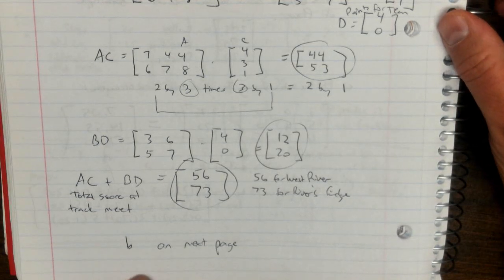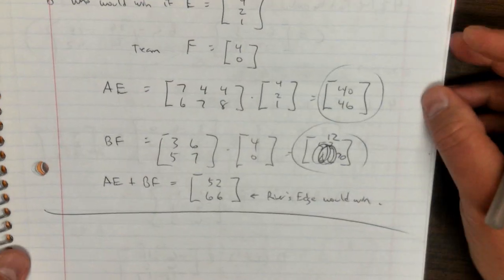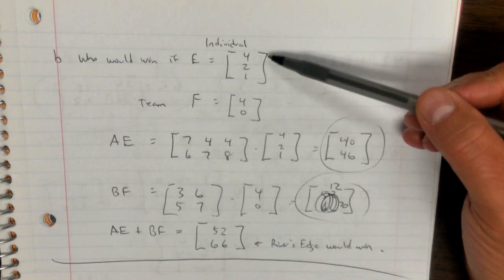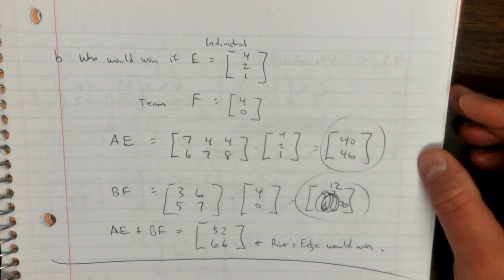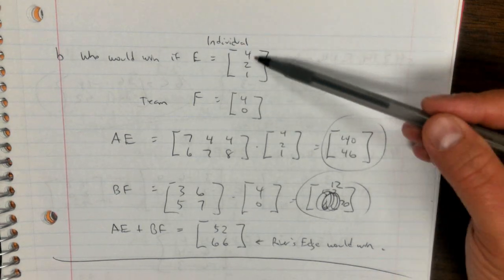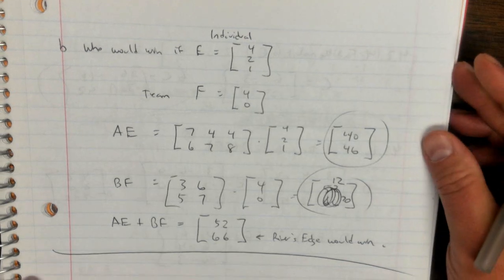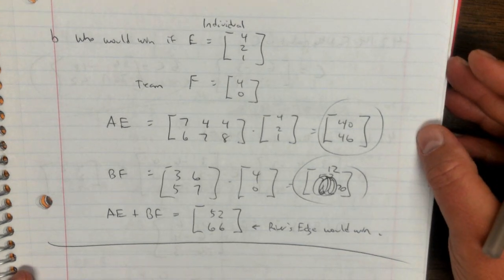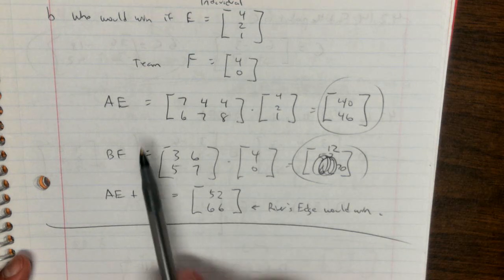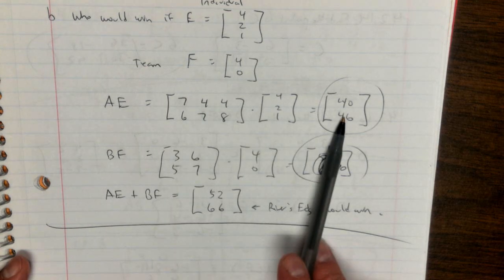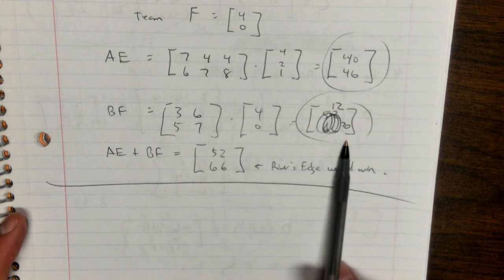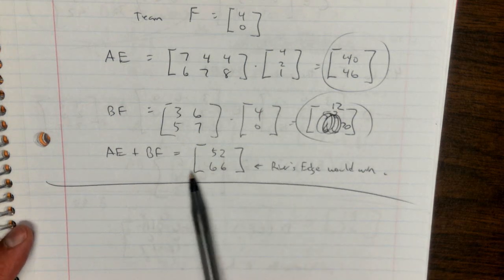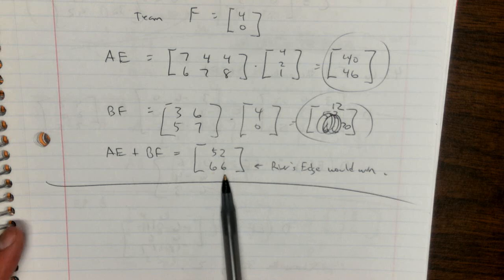Now for part B, they're going to change the point values. This time they said for individual it's going to be 4, 2, 1, and for F it's going to be 4, 0. So for the individual it's this, for the team that's this. Then you just go through the same steps. For AE you end up with this answer. For BF you end up with this answer, 1220, and then you add them so you get 5266.